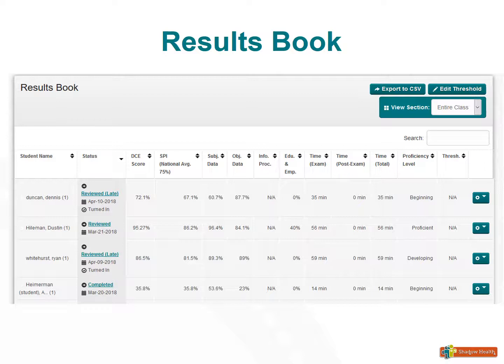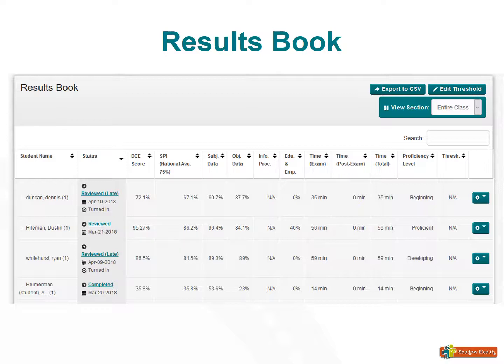It also will divide your subjective data and your objective data for this assignment. So Dennis made a 60.7% on subjective data and an 87.7% on objective data. If you also look at the education and the empathy, it shows that he did not have any empathy or patient education during the course of the assignment. And I'll show you how to put that in as well. The time for the exam was 35 minutes. There was no time for post-exam. So his total exam time was 35 minutes.